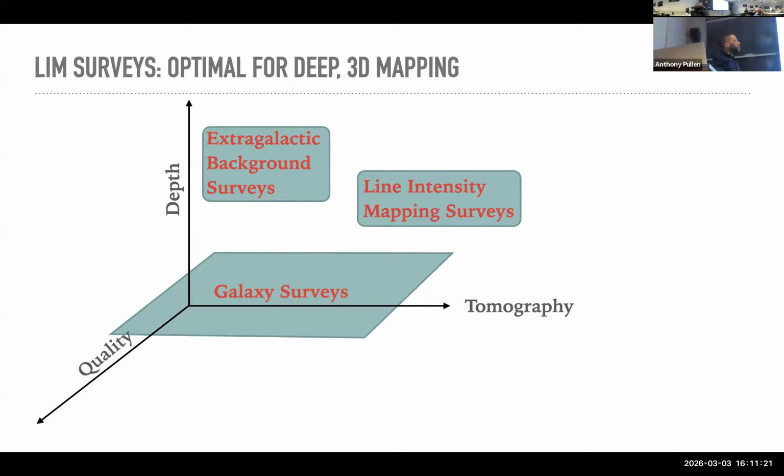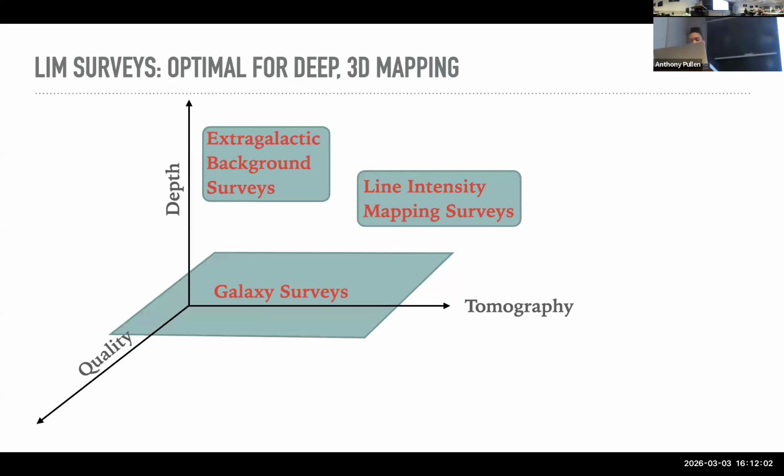Line intensity mapping, on the other hand, is not quite as complete. It doesn't have quite the same depth as extragalactic background surveys, just because the total light coming from the lines is fainter than the light contained in the continuum. And they're not optimized for quality because, again, you're not resolving individual galaxies, but they are optimized for tomography, such that a line intensity mapping survey would be able to potentially produce a 3D map of cosmic structure, and it'll allow you to track galaxy evolution across cosmic time. Any questions so far?